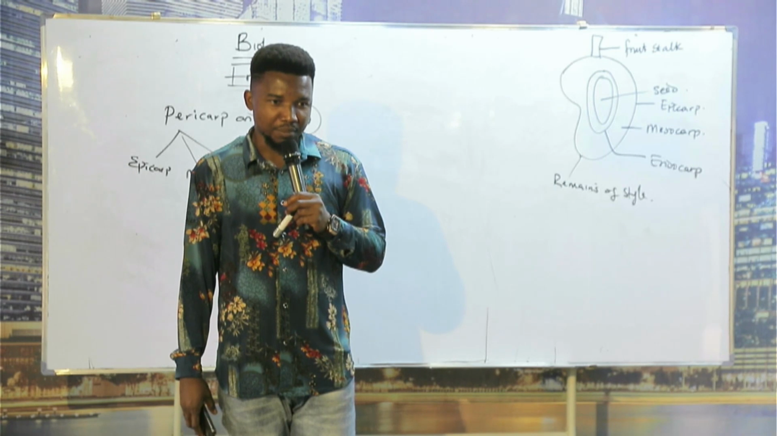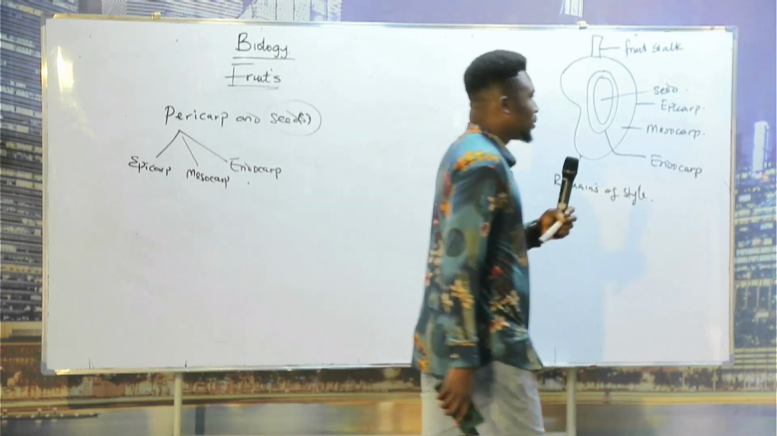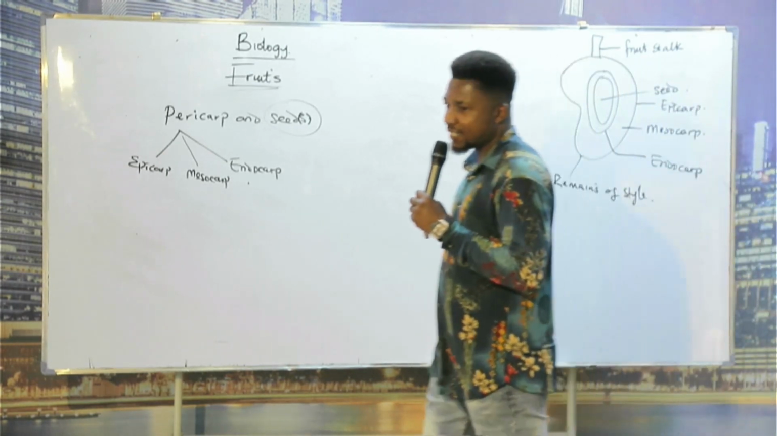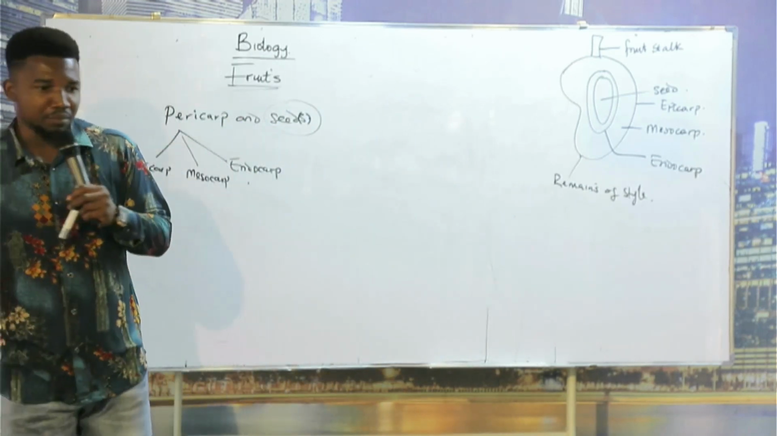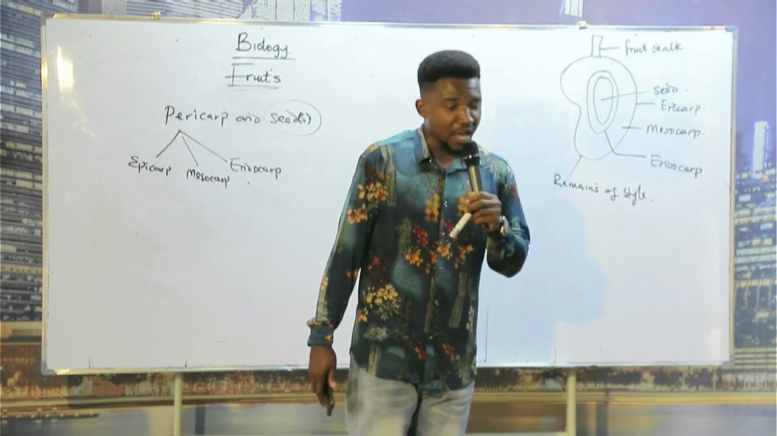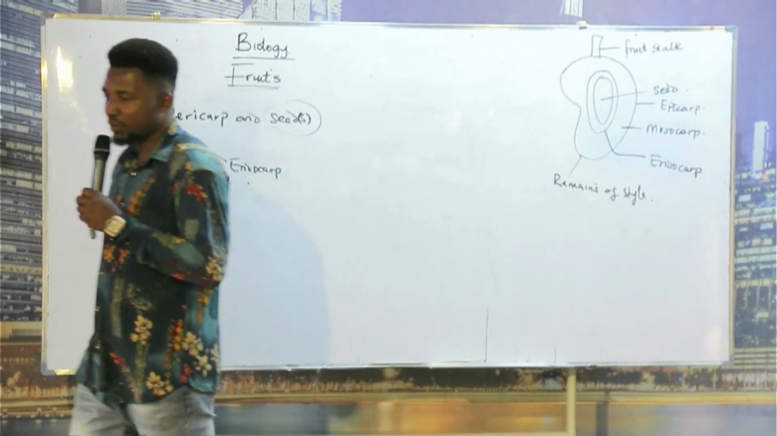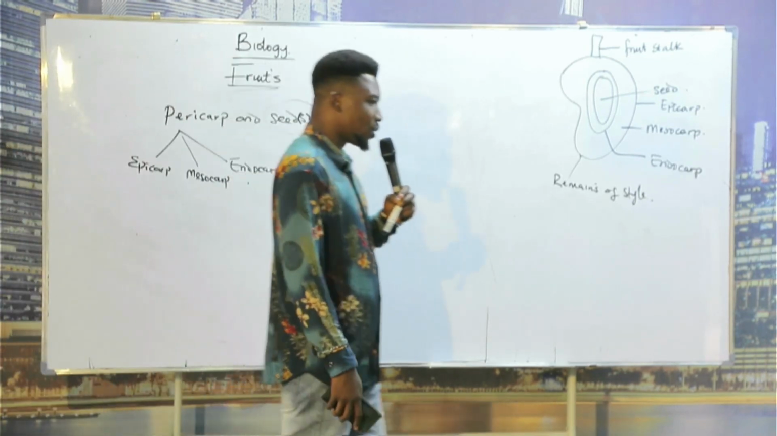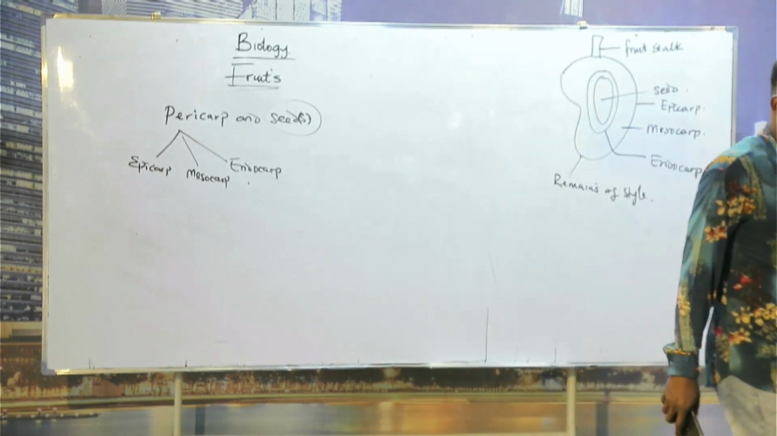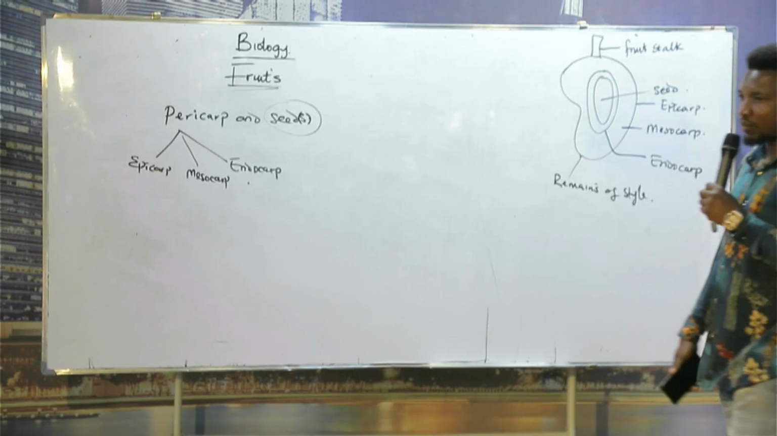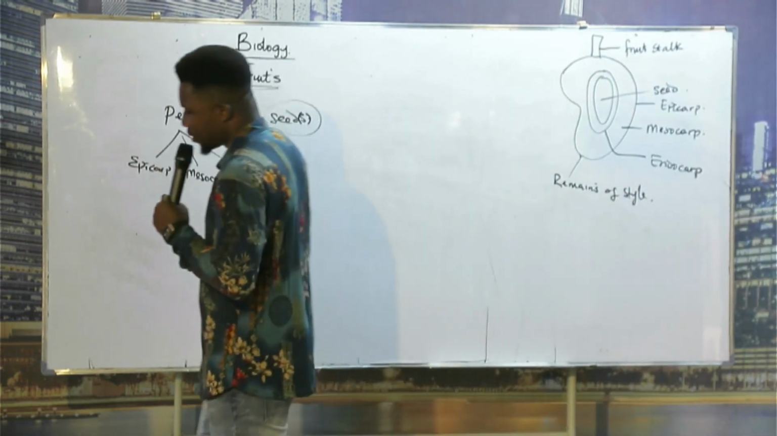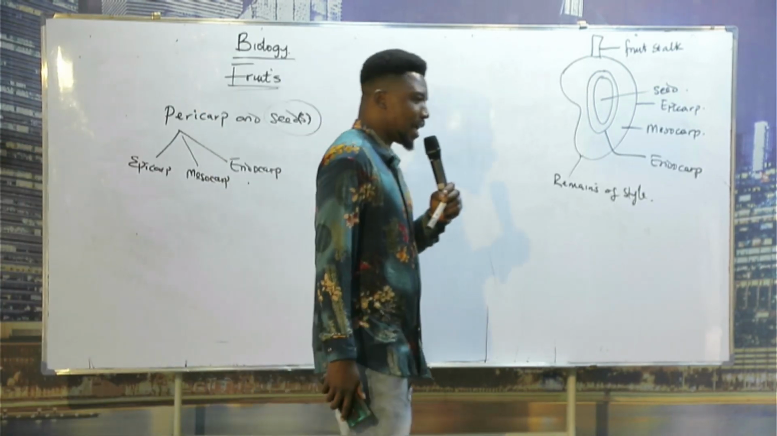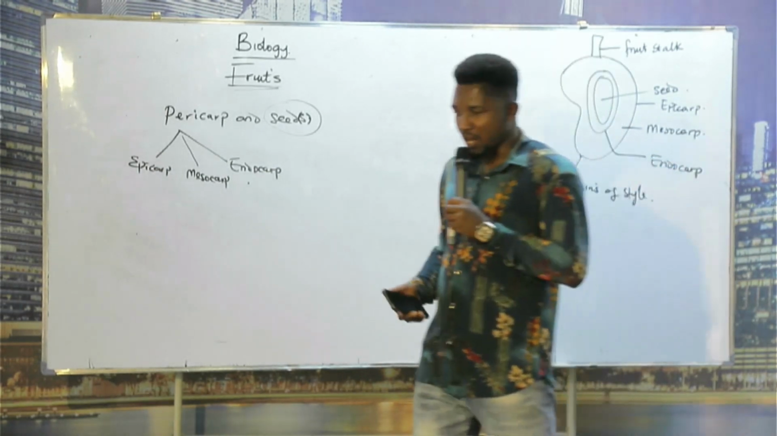B, mesocarp. It is the middle layer of the pericarp, which connects the outer to the inner part of the fruit.